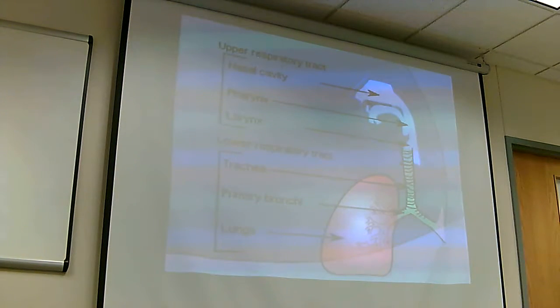So this is kind of a hard picture to see. It's just another picture to show the upper respiratory tract versus the lower respiratory tract. We just talked about the upper. Once you get through the larynx and down into the trachea, that defines your lower airway. Once you're in the trachea.